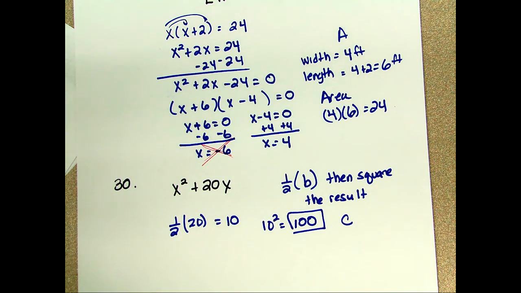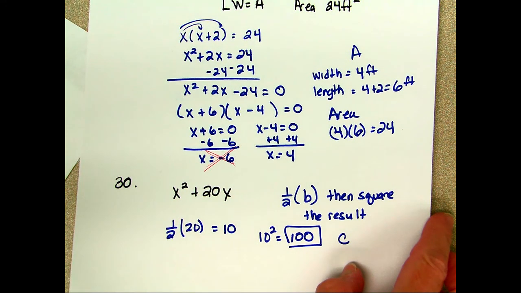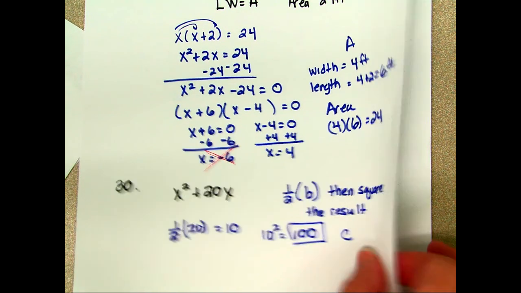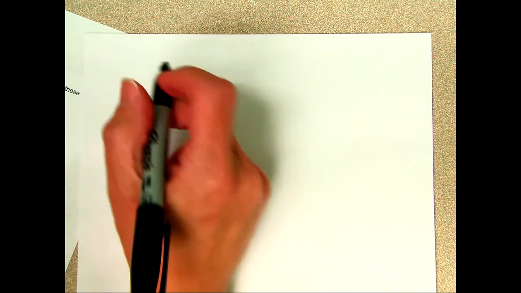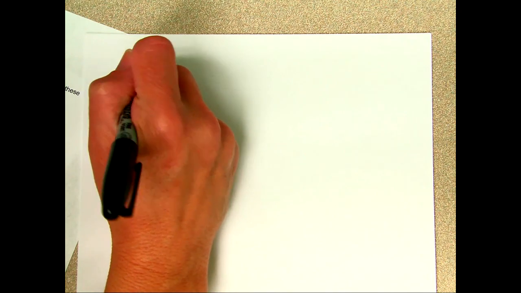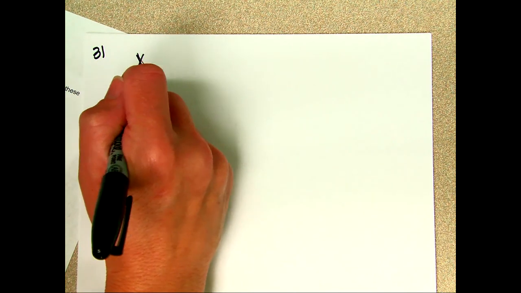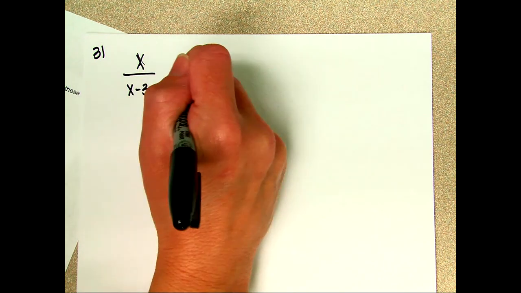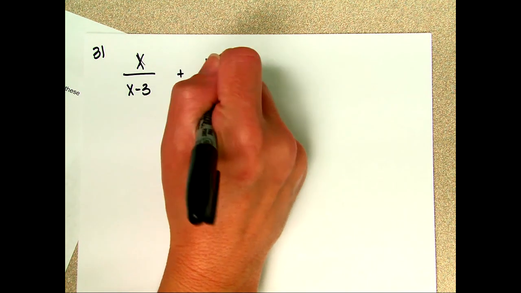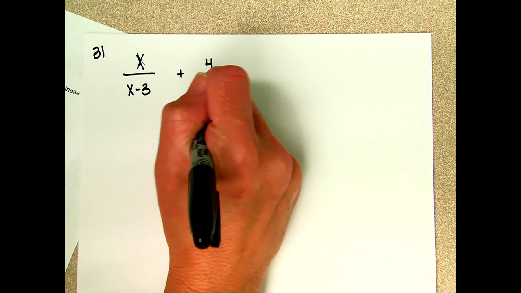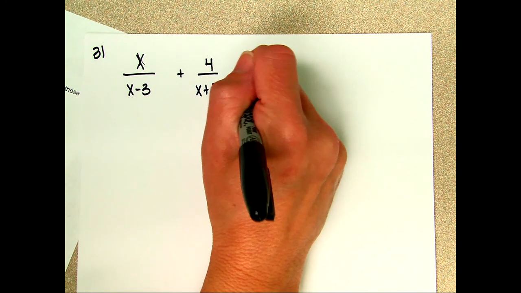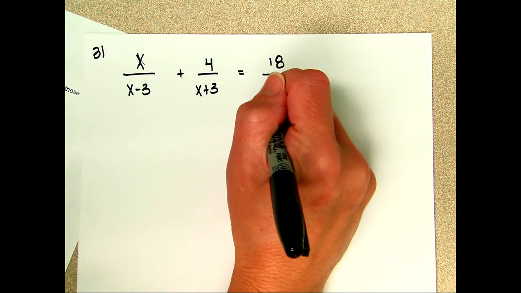31. Solve the rational equation: x over x minus 3 plus 4 over x plus 3 equals 18 over x squared minus 9. We want to first start off by doing two things. We want to find our restrictions and find our common denominator.